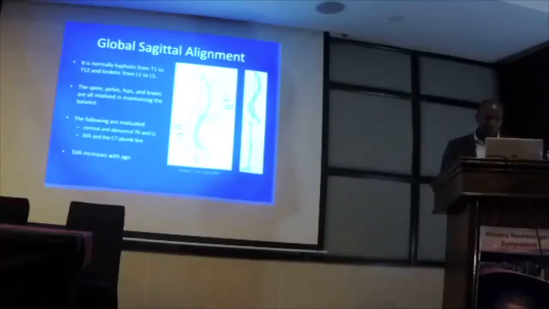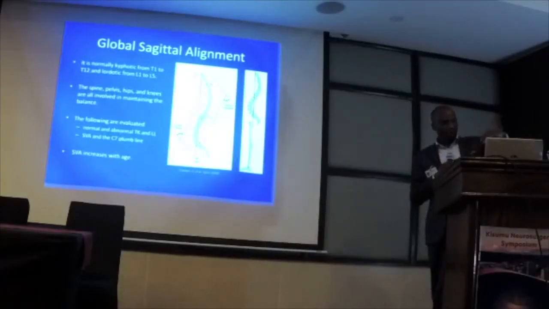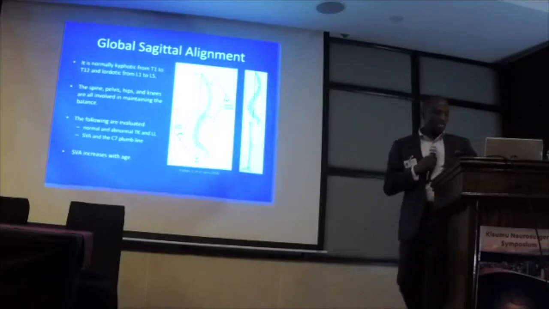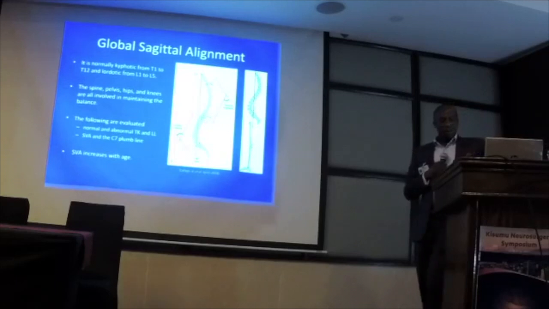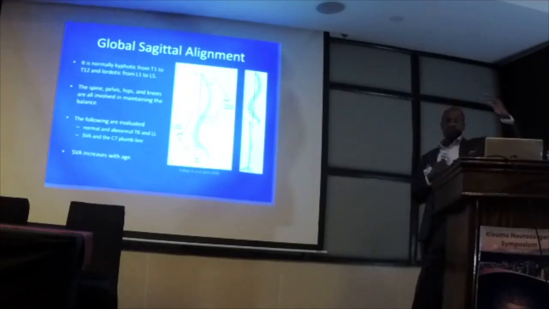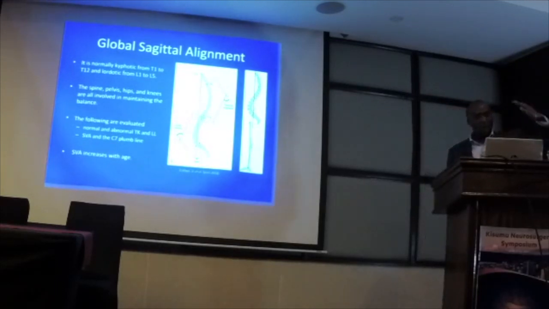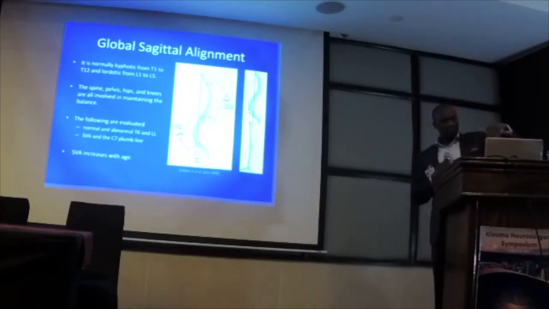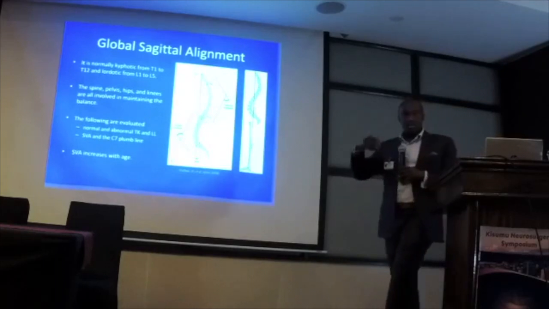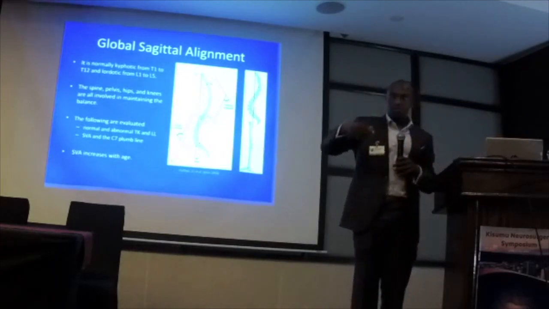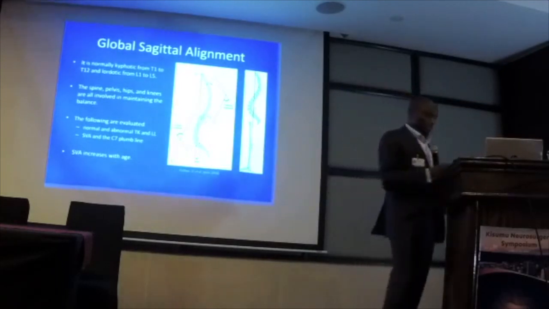The lumbar lordosis is something that we need to be familiar with. It's the angle formed by the superior end plate of L1 and the superior end plate of S1. The thoracic kyphosis is the angle between the superior end plate of T4 and the inferior end plate of T12. And SVA increases with age, as a result of your thoracic kyphosis increasing and your lumbar lordosis decreasing.